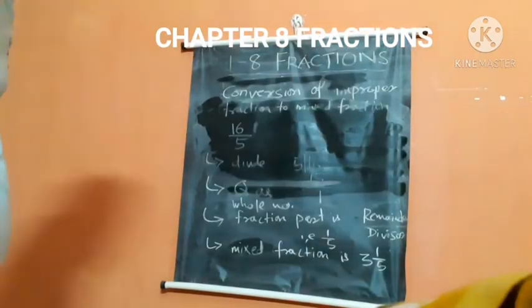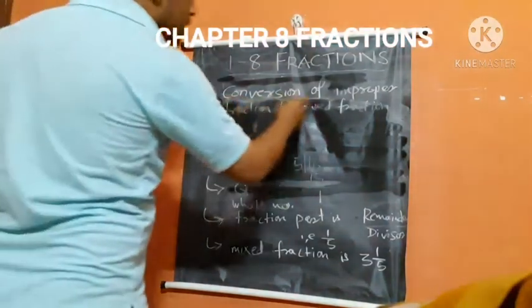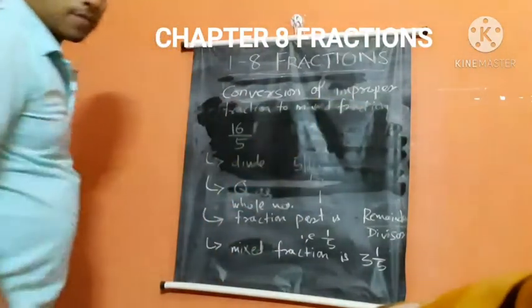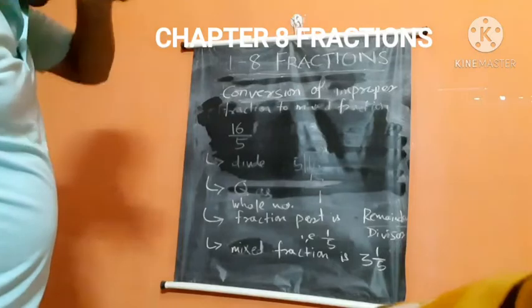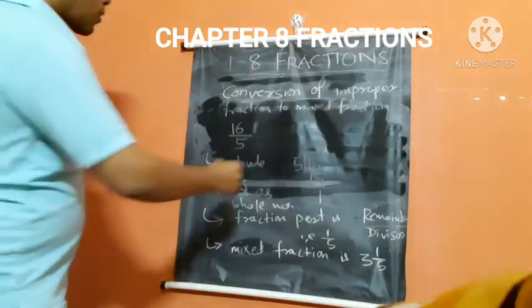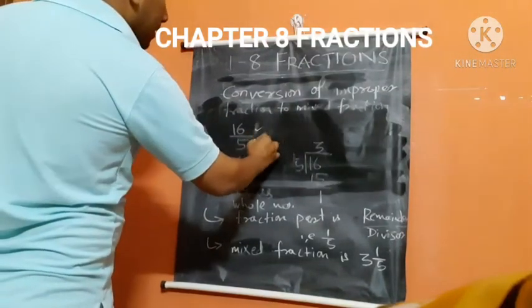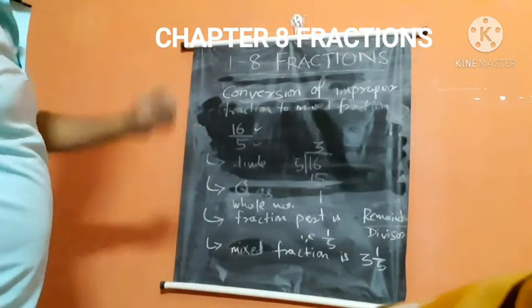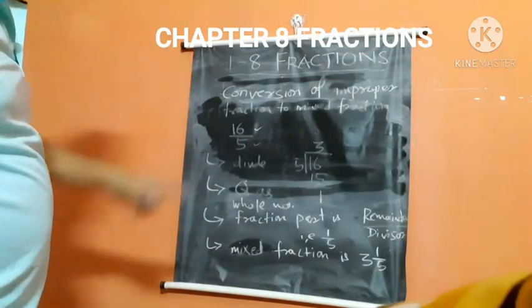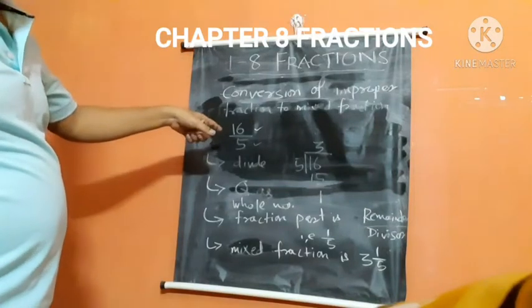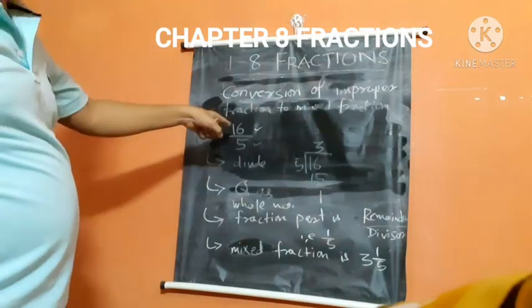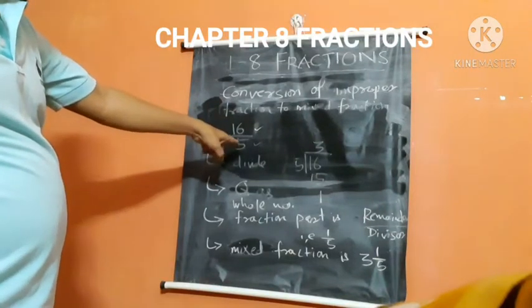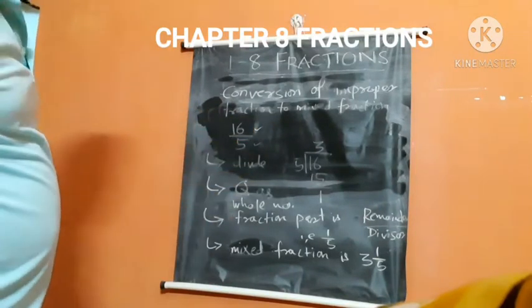Okay, now next is conversion of an improper fraction to a mixed fraction. What is an improper fraction? It is a fraction where the numerator is greater than the denominator. I have told you earlier in the types of fractions.